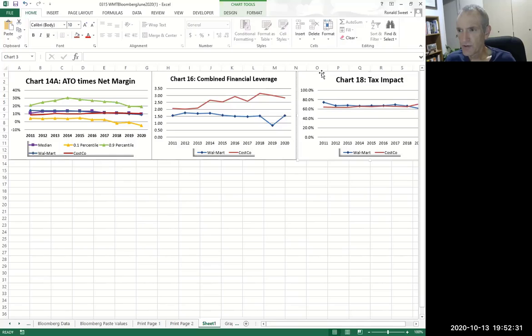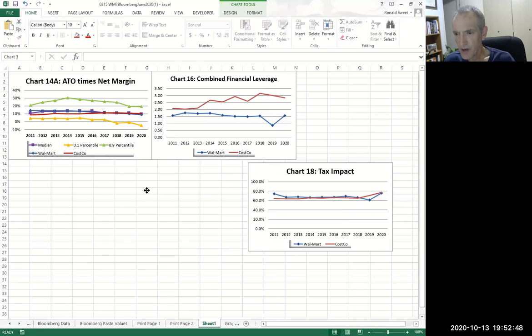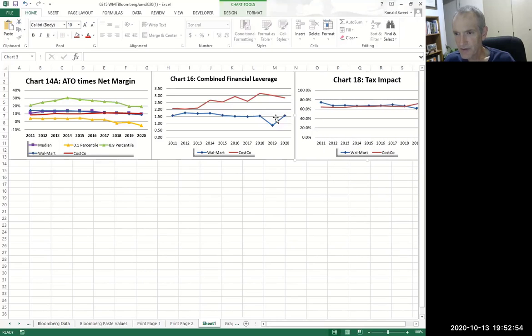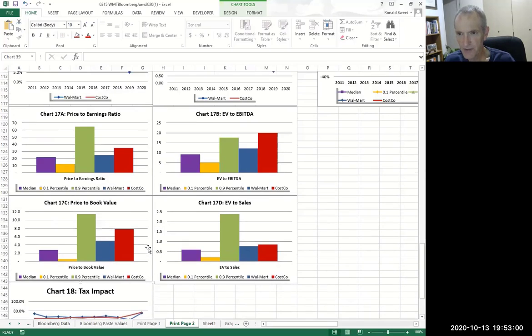When you look at those three charts, you're trying to see what's going on. For asset turnover times margin, we can see Walmart has been slowly declining over time. For financial leverage, they've been very constant, essentially 1.5 the whole time. On the tax impact, they saw a jump up in this last year, and a jump up in financial leverage. So chances are their ROE jumped last year. It almost has to.